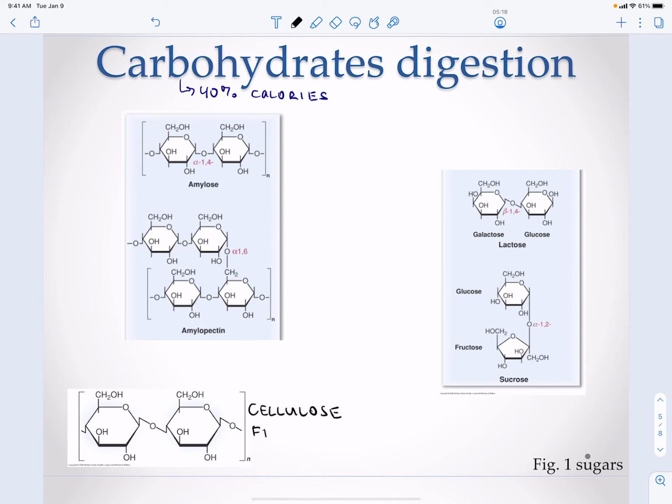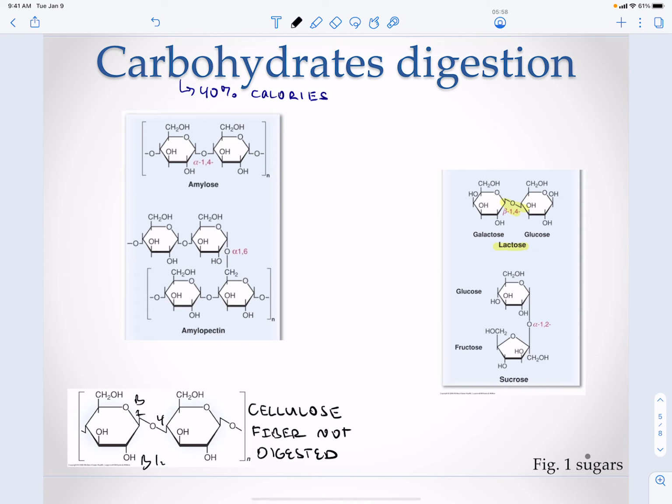And so this is a fiber that is not digested. It's simply because we do not have the enzyme to digest cellulose. And we also are going to have the lactose and sucrose, which are disaccharides, and these are going to have different glycosidic linkages. So in lactose, we have a beta-1,4. In cellulose, we have a beta-1,4.